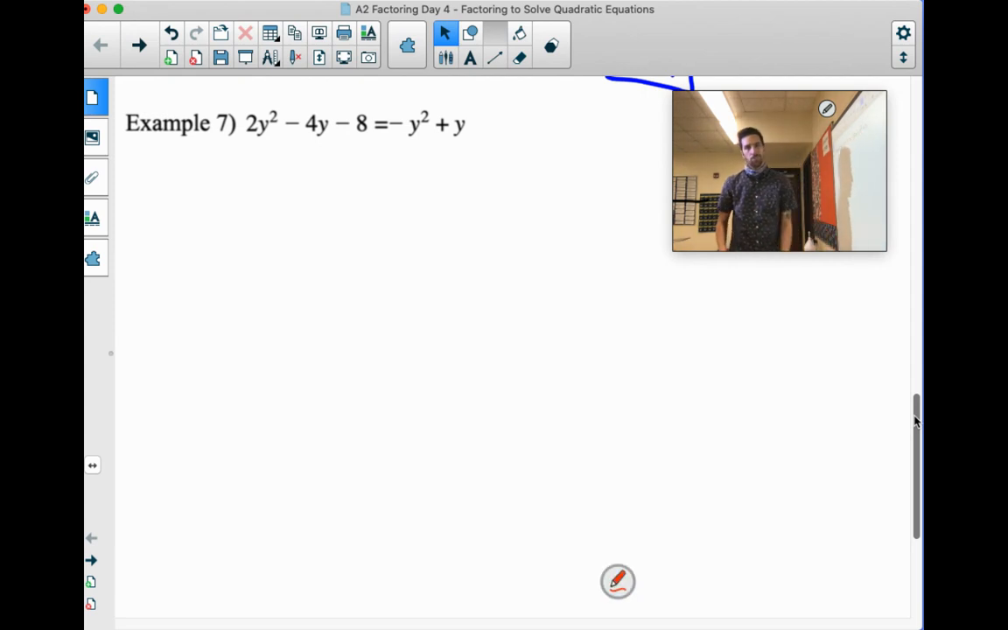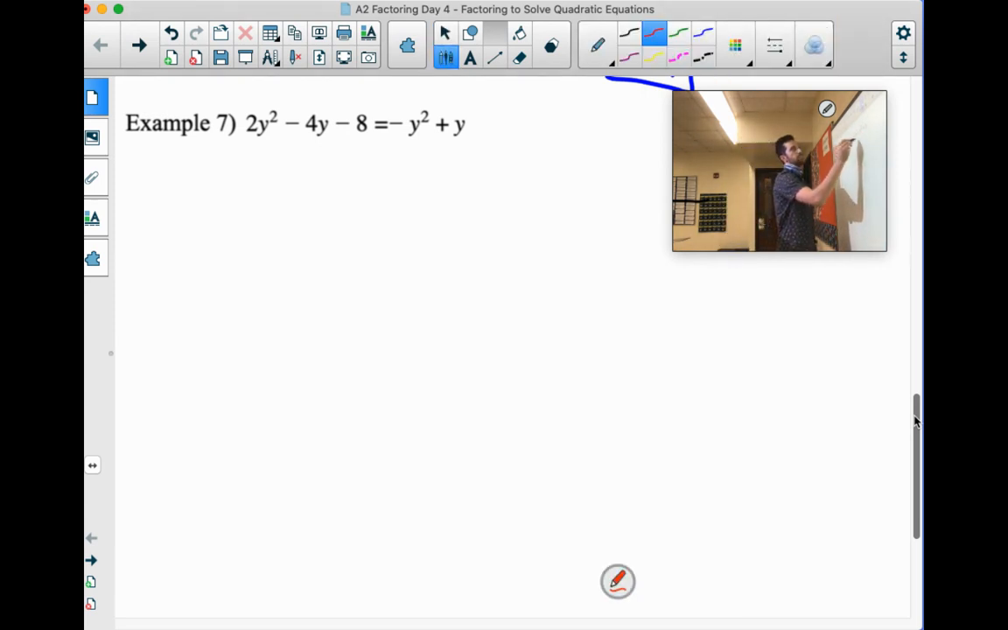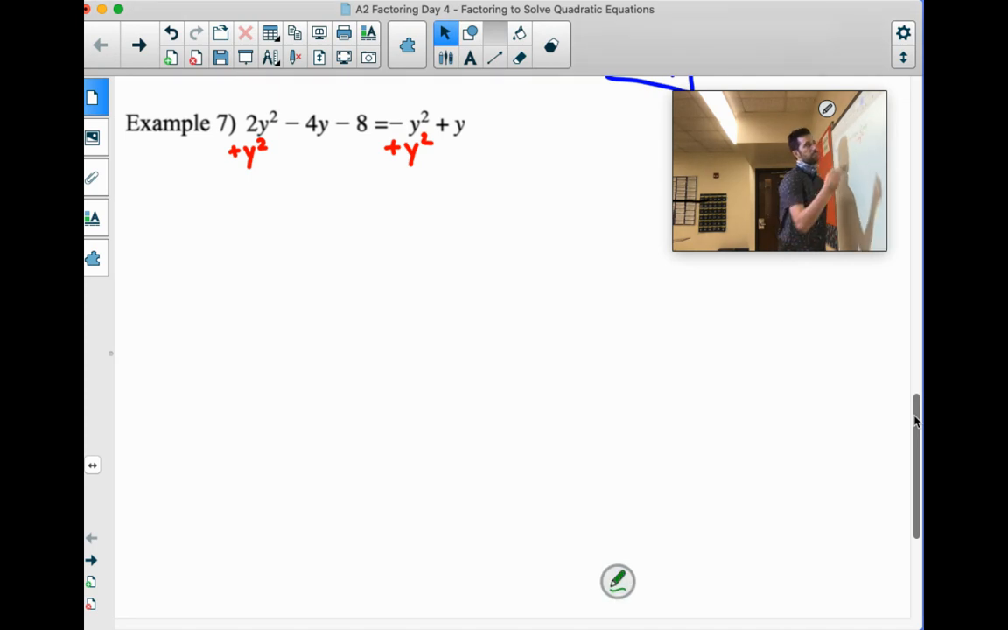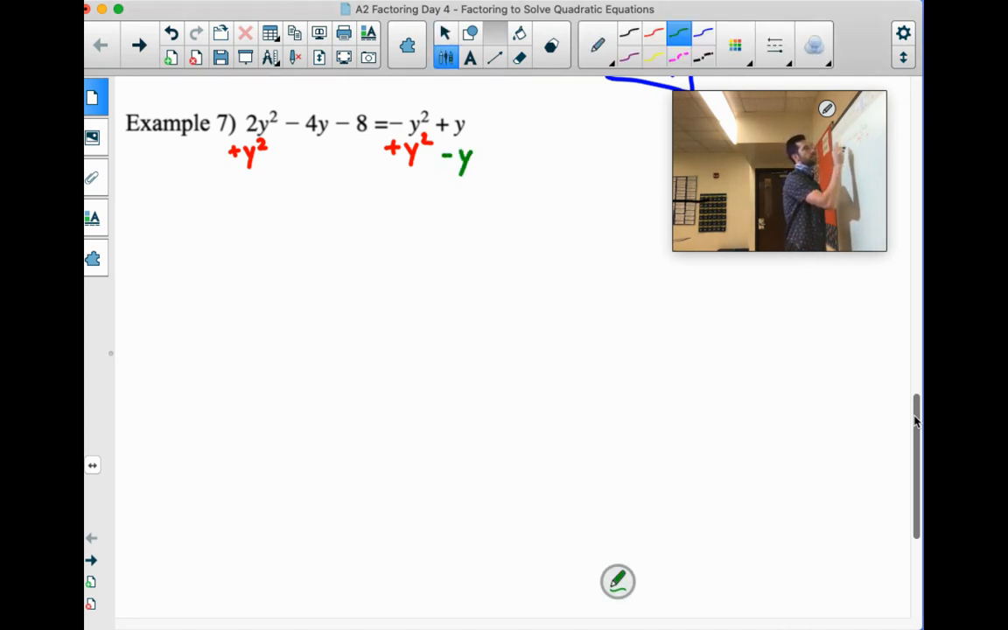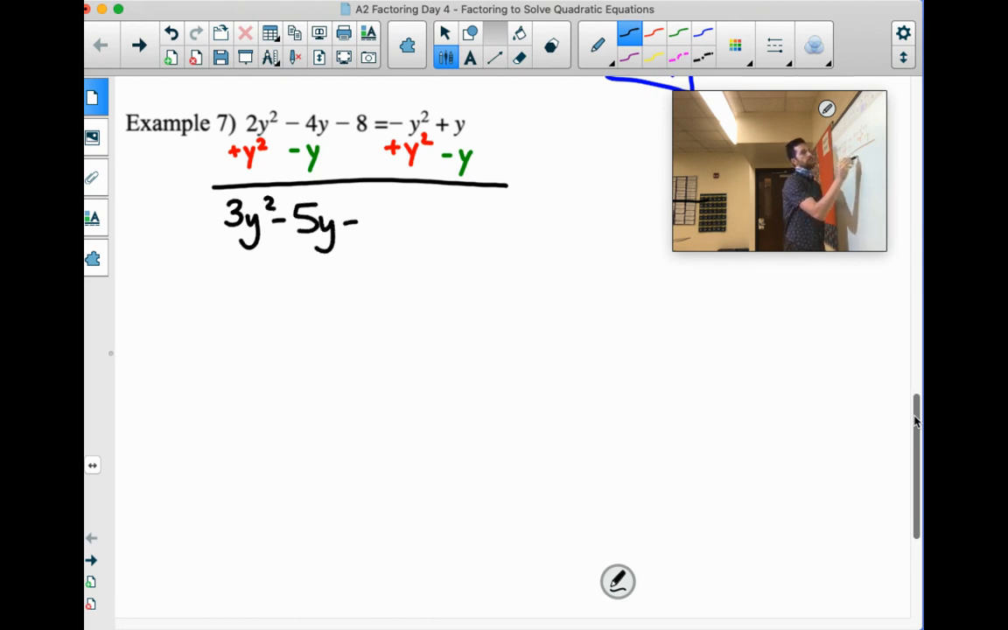Hey, does it equal 0? No. So I have to get rid of negative y squared and move it to the other side by adding y squared. I can't have that y over there either. So we're going to subtract y. So I'm going to rewrite this and start the next video here. 3y squared minus 5y minus 8 equals 0. To be continued.